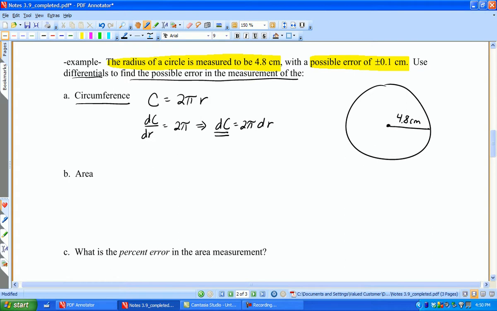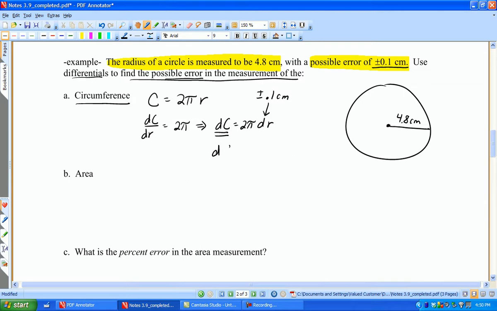Now dc is what I'm looking for because it's the error or the difference or the change in the circumference. dr is the amount of error or change in the radius. And what am I told that that is? Plus or minus 0.1 of a centimeter.